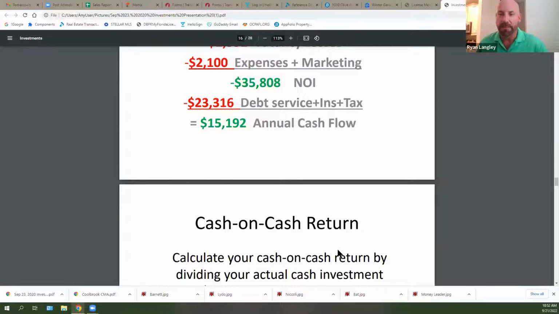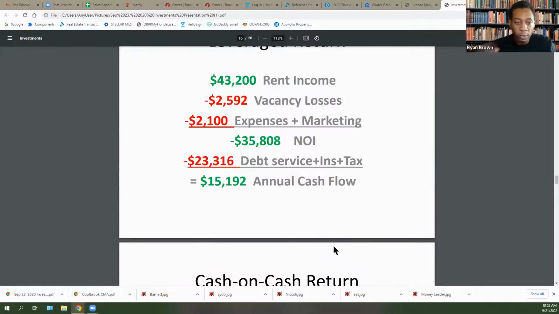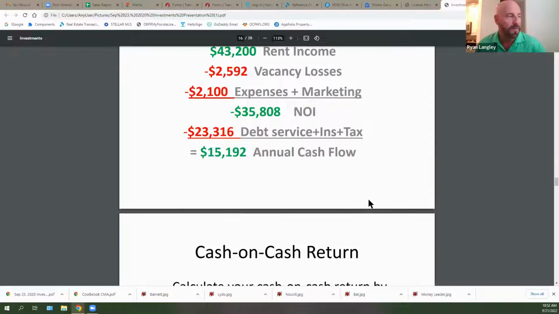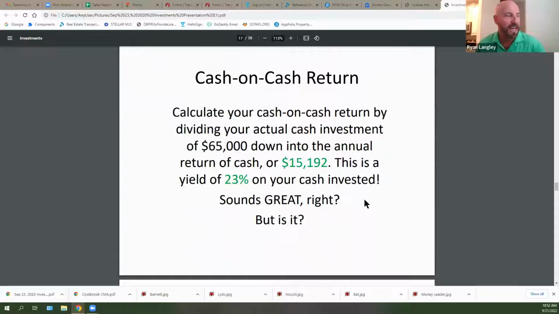All right, I'll stop you. It was a trick question. The 15,192 is not a net operating income, right? Yes, this is a net operating income. So you do the cap rate before the debt service. Okay, so that's not one, but here it is. Your cash on cash return of this, because you only put $65,000 down, is a 23% cash on cash return.